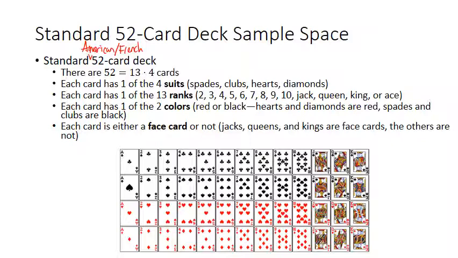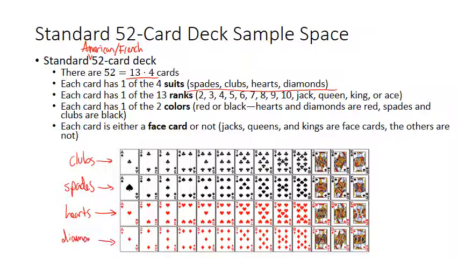So first of all, there's 52 cards, and 52 is 13 times 4, and if you look at the table, there are 13 columns and 4 rows. Each card has these attributes that are listed here. Each card has one of the 4 suits. This row right here is the clubs, this row is the spades, this row is the hearts, and this row is the diamonds.